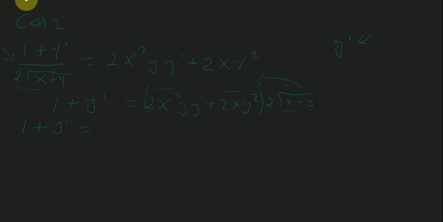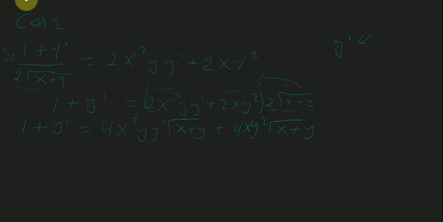What are you gonna get? The first one you're gonna get 4x squared y prime square root x plus y, because 2 times 2 gives you 4. Plus the same thing, 2 times 2, 4xy squared square root x plus y.